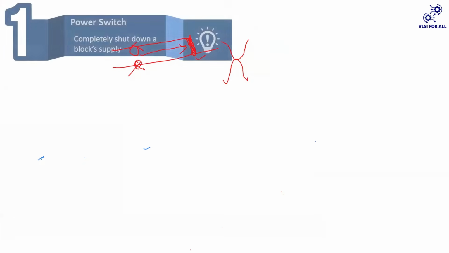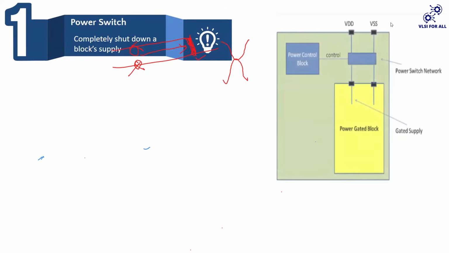So the first cell which we discussed is the power switch cells, which completely shut down the power supply. Okay. So now the way it looks is, for example, this is a complete block. This I have mentioned as power gated block. The word gated means which can be turned on or off. So this can be turned off. And this, in a different grayish shade, is an always on block.